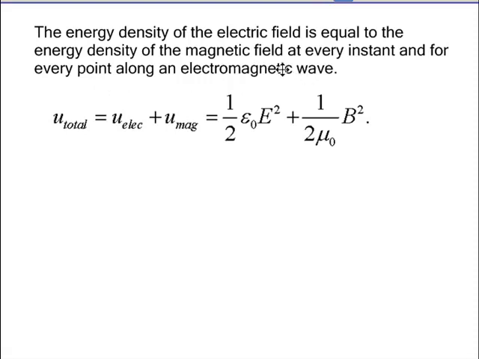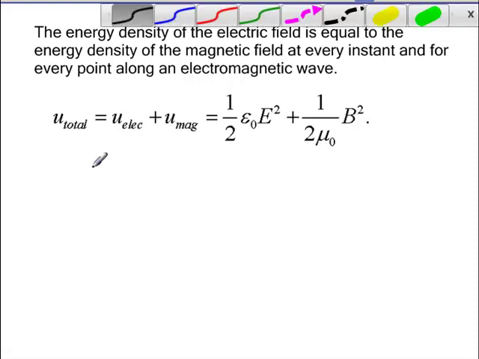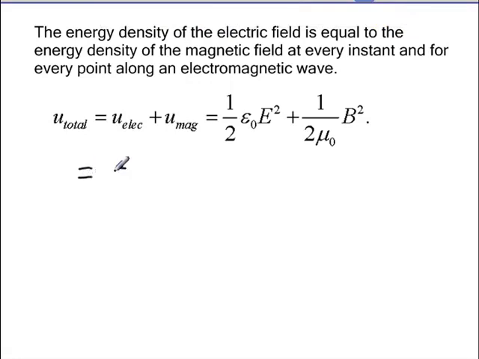That's true for a simple sinusoidal traveling wave. It's not necessarily true for other kinds. For example, for electromagnetic standing waves, it doesn't hold true. In general, the total energy density is the electric plus the magnetic, 1/2 epsilon naught E squared plus 1/2 mu naught B squared, or I could just as easily write it as epsilon naught E squared, or as B squared over mu naught. Any of those forms is equally valid.